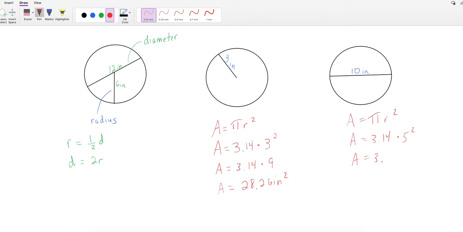Area is equal to 3.14 times 25, because again, 5 squared is 25. Remember, 5 squared means 5 times 5, not 5 times 2. And then we finish off here. Area is equal to 3.14 times 25, which is 78.5 inches squared. So that's how we find the area of a circle.